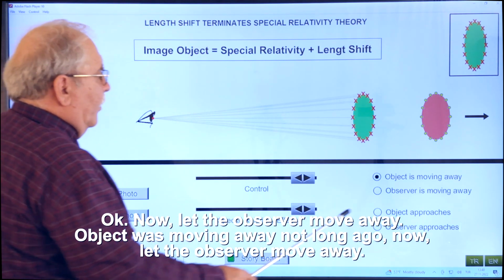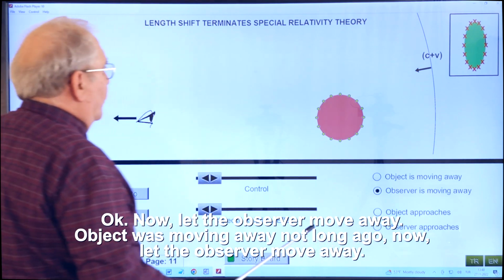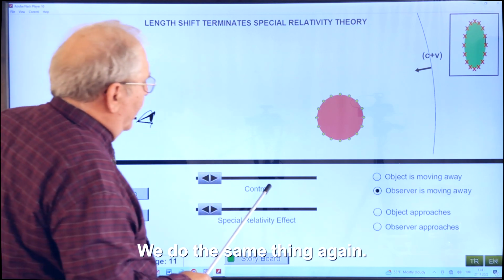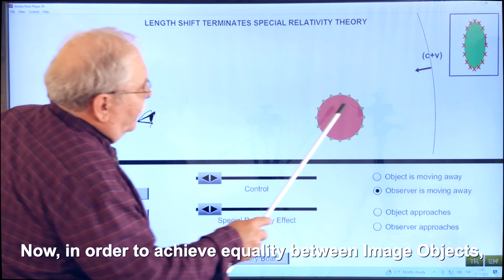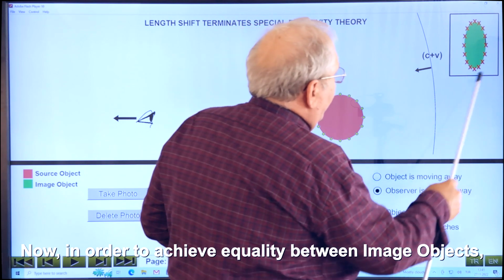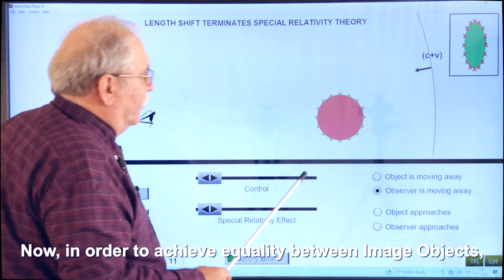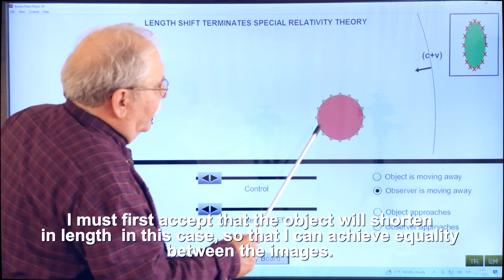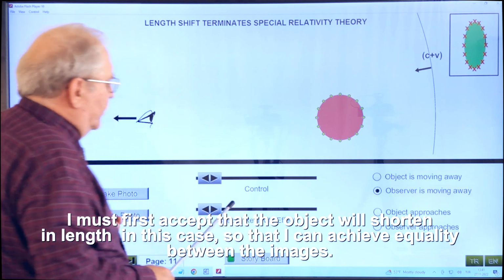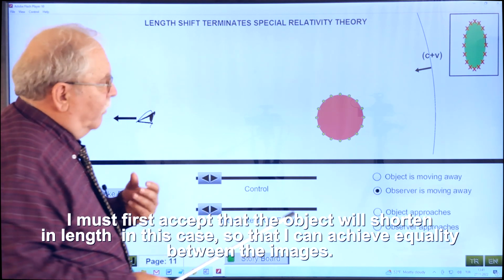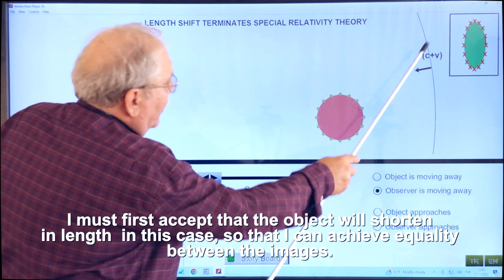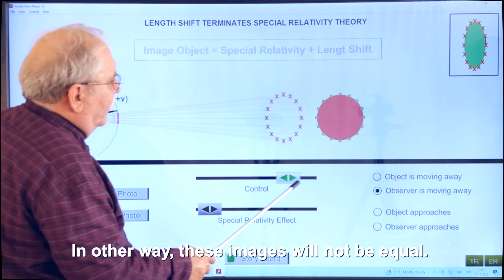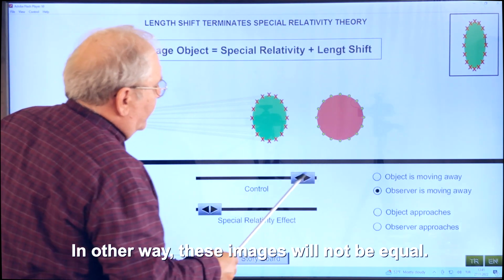Okay, now let the observer move away. Object was moving away not long ago. Now let the observer move away. We do the same thing again. Now, in order to achieve equality between image objects, I must first accept that the object will shorten in length in this case, so that I can achieve equality between the images. In other way, these images will not be equal.